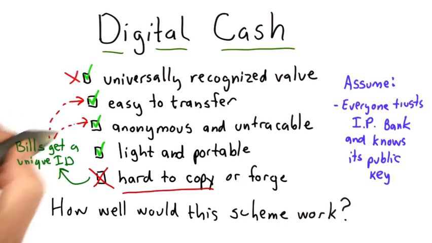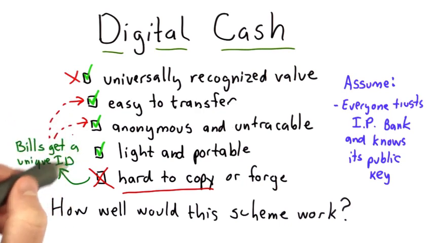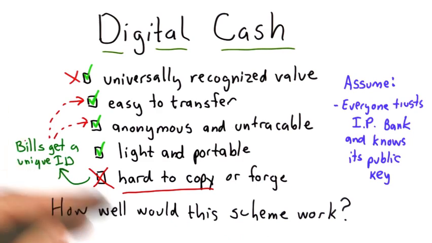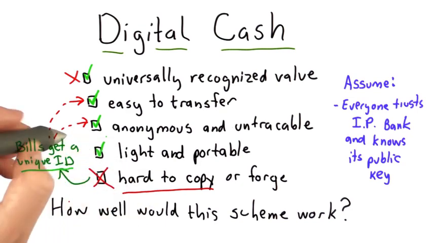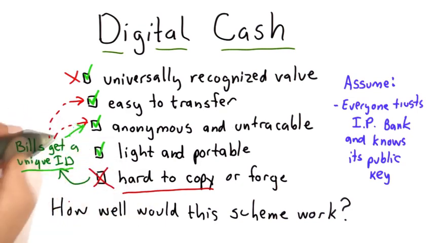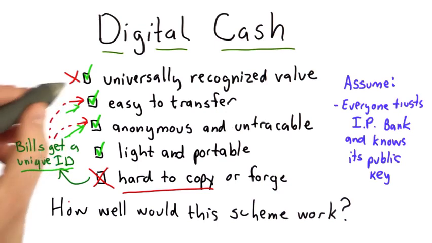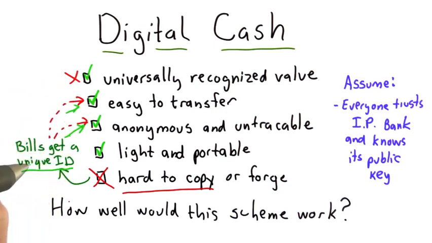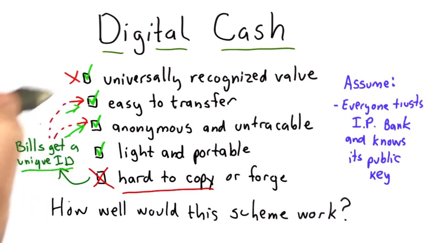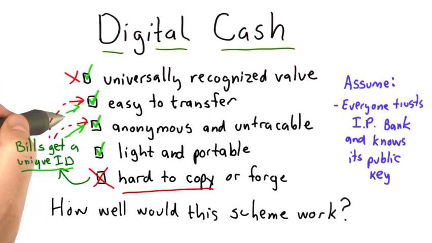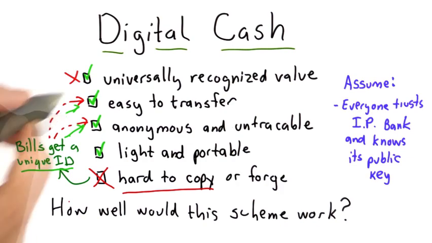It would mean the bank can track all the transactions because every time there's a transaction, the bank sees the unique ID and knows who is transferring money to whom. So our goal is to have unique IDs to prevent this copying problem, but preserve the anonymity and somewhat preserve the easy to transfer. We'll still need the bank to check the ID when the money is deposited, but maybe there could be transactions before that, and we can trace them back to who cheated at the point where the cheating happened. So that's our goal.